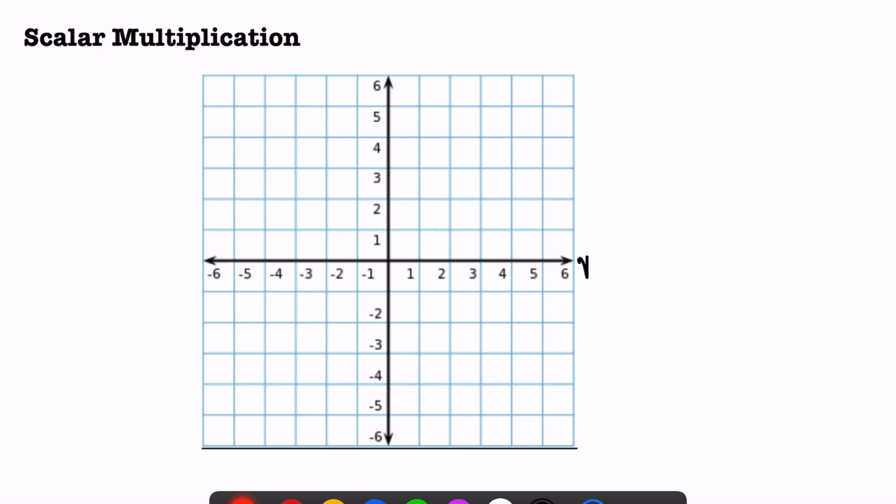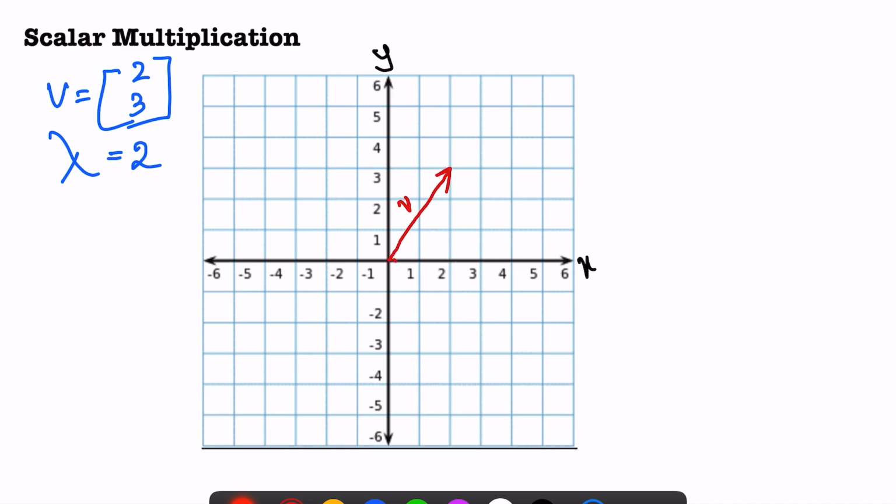So we'll see in the 2D plane first. Let's say we have a vector 2, 3, and we want to multiply it with a scalar lambda, let's say 2. First draw the vector: 2, 3 means 2 steps in this direction and 3 steps in the positive y direction. So this is our v.